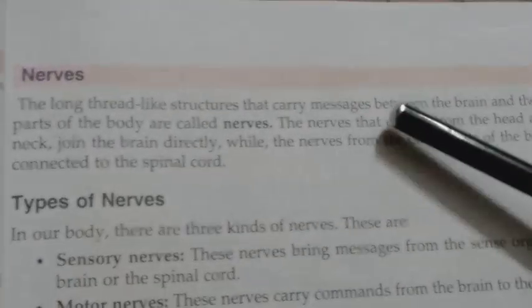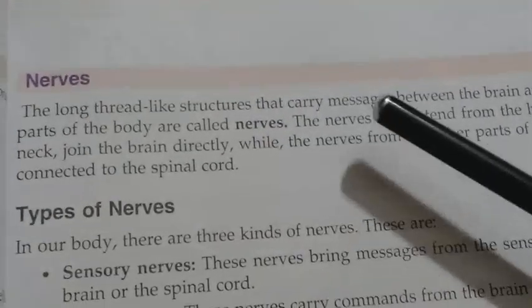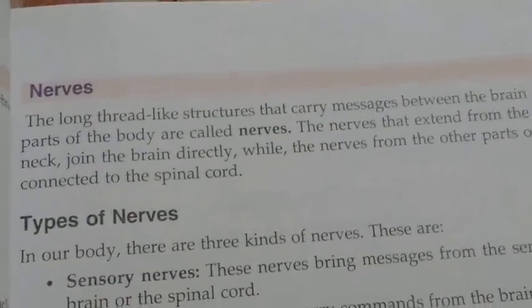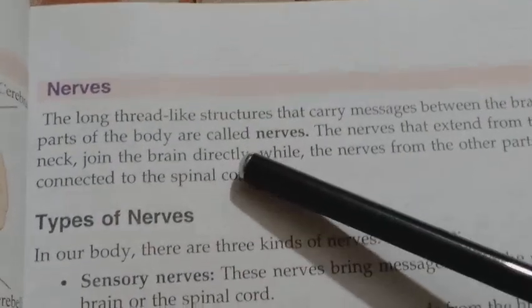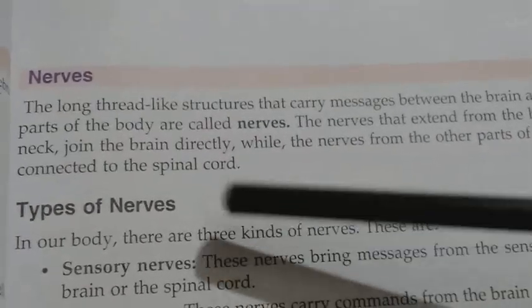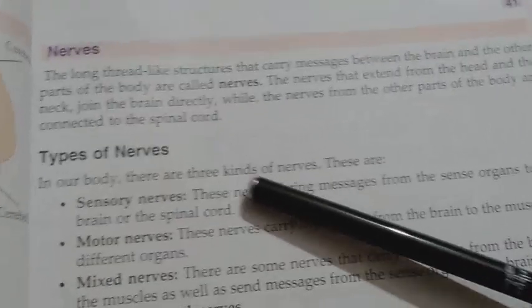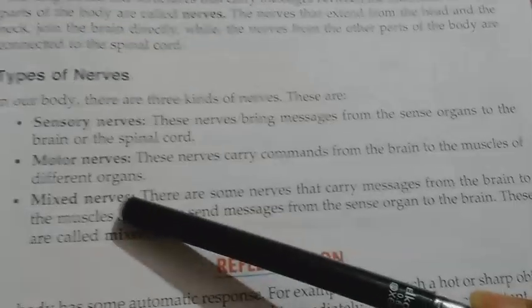And next is nerves. The long thread-like structures that carry messages between the brain and the other parts of the body are called nerves. The nerves that extend from the head and the neck join the brain directly, while the nerves from the other parts of the body are connected to the spinal cord. So what types of nerves are there in our body? There are three kinds of nerves: sensory nerves, motor nerves, and mixed nerves.